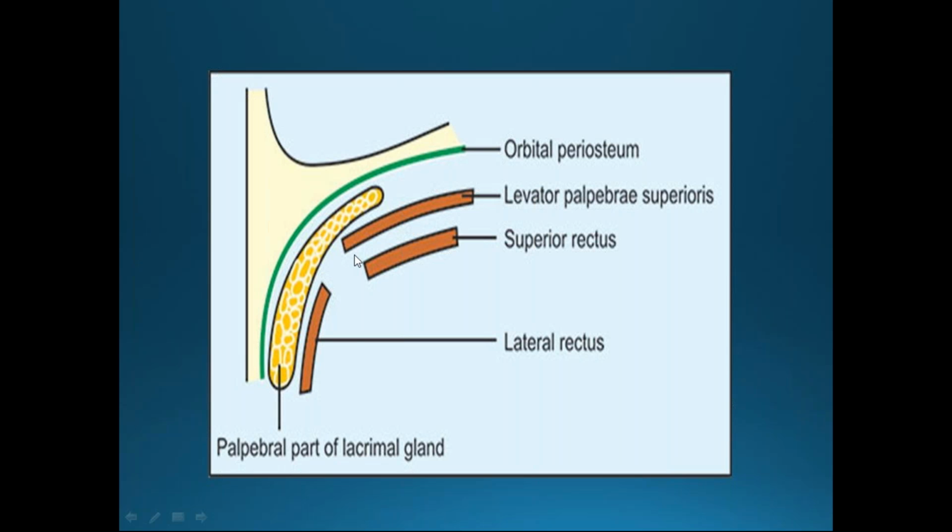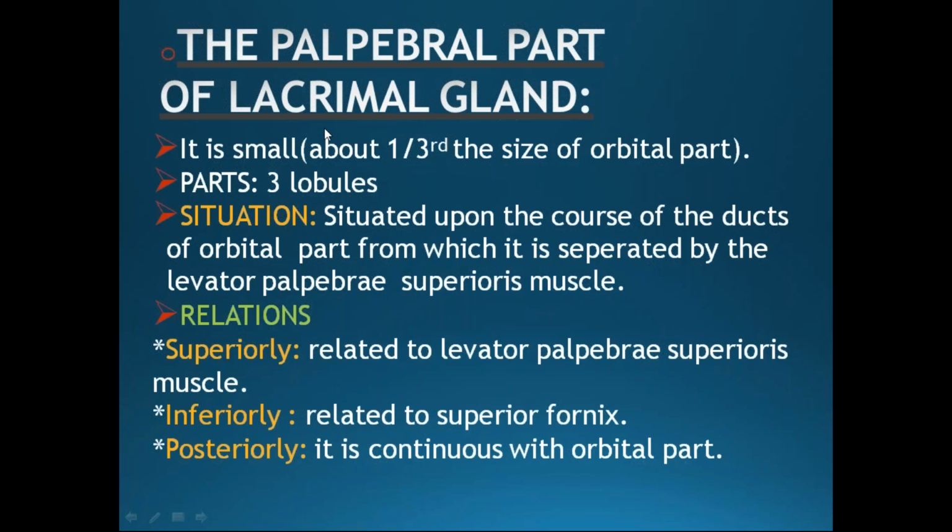The palpebral part of the lacrimal gland is small in size. It is about 1/3 of the size of the orbital part. It consists of three lobules situated in the course of the ducts of the orbital part, and is separated from the orbital part by the LPS muscle. Superiorly, it is related to the LPS muscle.